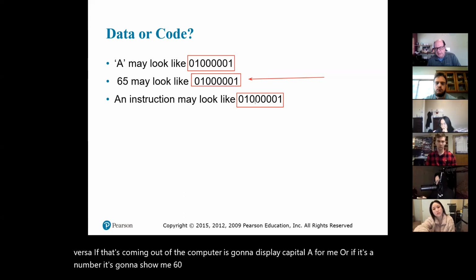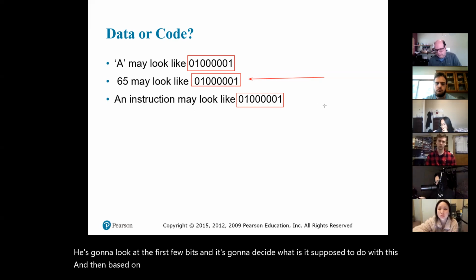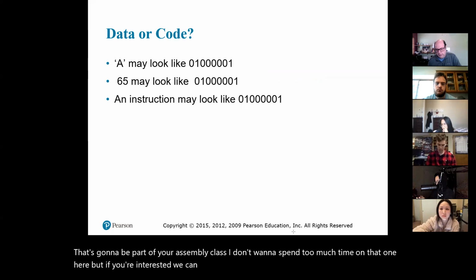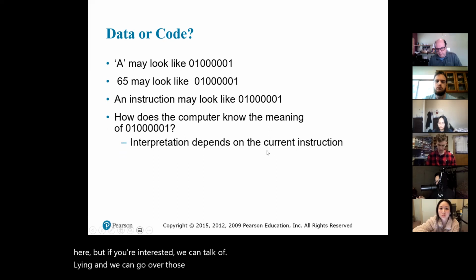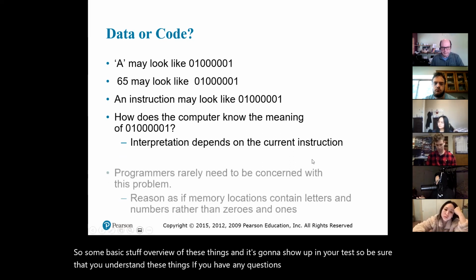Now, if this is going to be part of an instruction that goes to the CPU, it's going to look at the first few bits, and it's going to decide what it's supposed to do with this. Then based on the rest of this, it's going to figure out what to do. That's going to be part of your assembly class. I don't want to spend too much time on that here, but if you're interested, we can talk offline and go over those things. So this is some basic overview, and it's going to show up in your test, so be sure that you understand these things. If you have any questions, then let's talk about it.